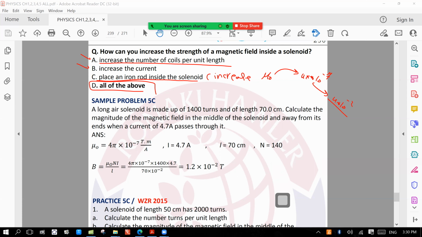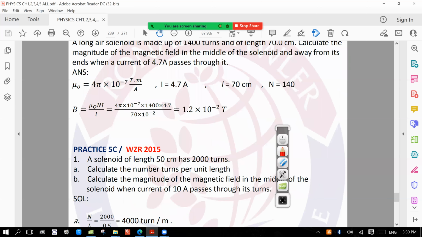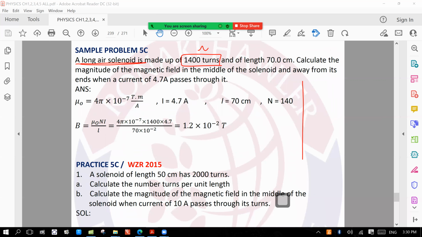Okay, let's go for some questions about the formula that we studied now. In this sample problem, the question is telling me it is a solenoid. It is not a straight wire. It is not a coil. It's a solenoid. So look, the number of turns is a lot. That's N. The length is 70 centimeters, so it means 0.7 meters. That's going to be the length, of course.